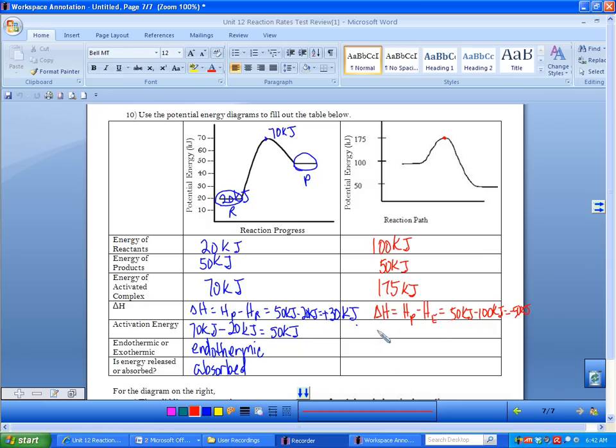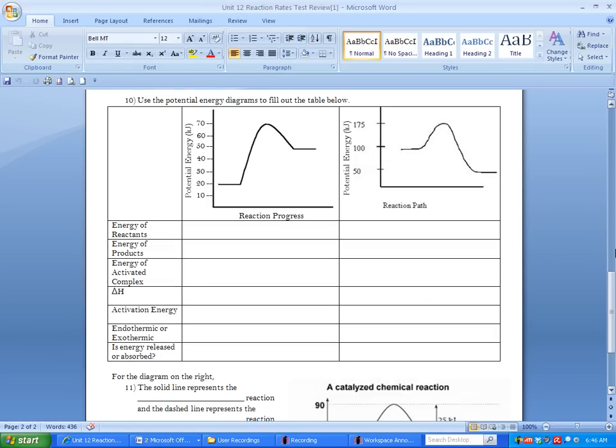Activation energy, well, we said that was the hilltop, 175, minus the reactant. So I got 75 kilojoules. This right here is negative, so that tells me it's exothermic. Delta H is negative, so it's exothermic. Heat is given off, so heat is released. All right. So we're going to move on.